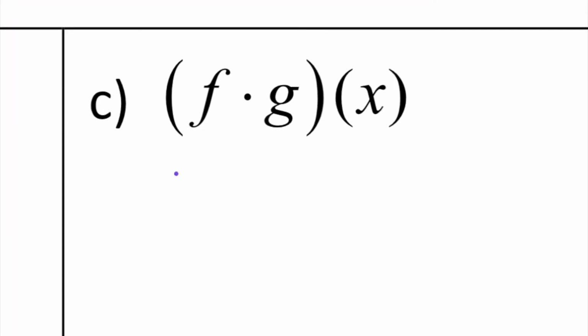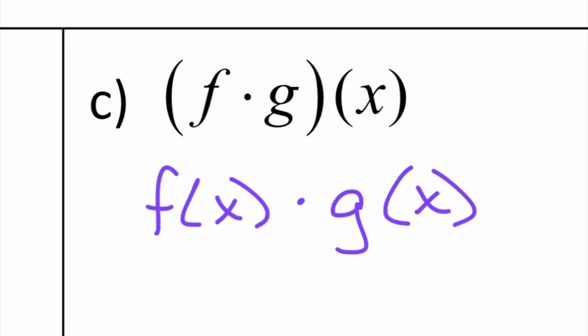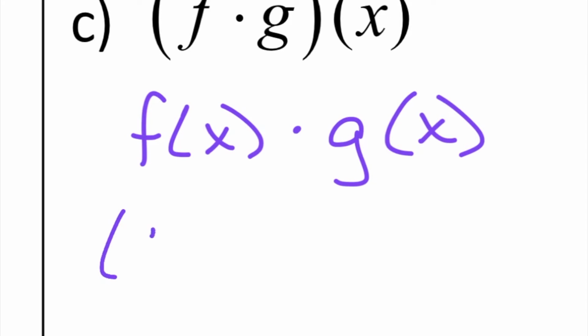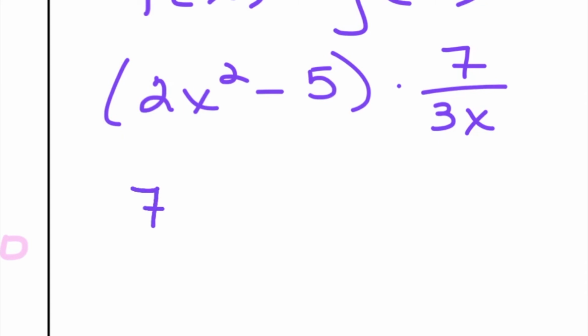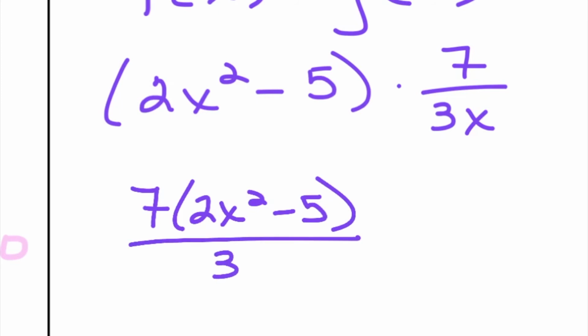In part C, f times g is f of x times g of x. F of x, I'm going to put in parentheses because we're multiplying. We've got 2x squared minus 5 times g of x, which is 7 over 3x. I'm going to rewrite this as a numerator, 7 times 2x squared minus 5 over the denominator 3x, and don't get lost there. All I did was I assumed that 2x squared minus 5 is over 1, and then I multiplied through the numerators and multiplied through the denominators.